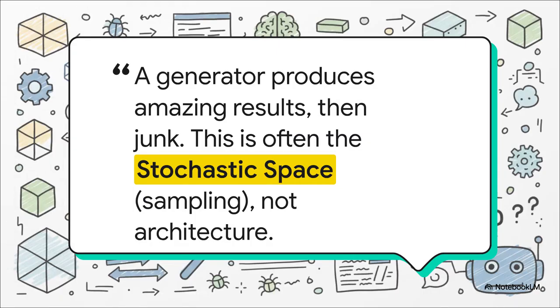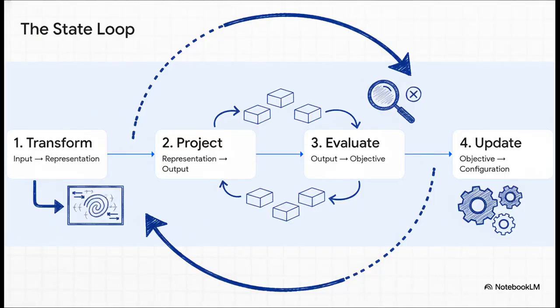You've probably seen this, right? A model that's a total genius one minute and then spits out complete junk the next. That wild inconsistency often isn't some deep fundamental flaw. A lot of the time, it's just a problem of randomness. By tuning the sampling temperature or the decoding strategy in the stochastic space, you can often get that quality to be much more stable.